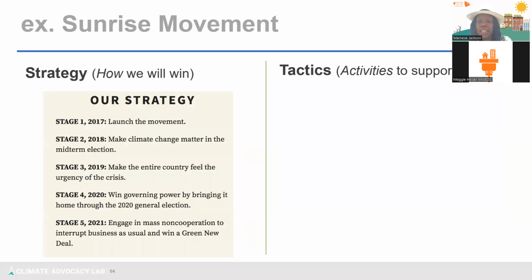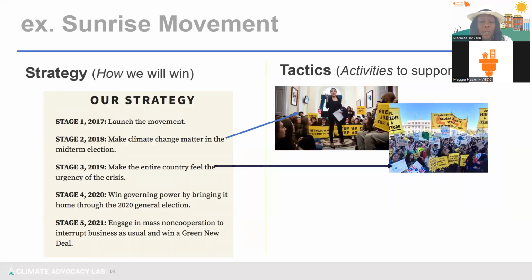And so with the Sunrise Movement, they set a 5-year strategy when they launched back in 2017. They launched the movement to make climate change matter in the midterm elections and to make the entire country feel the urgency of the crisis. And they did. And winning governing power through the 2020 election and engaging in mass non-cooperation to win. And so their tactics flow from the strategy, from running and endorsing candidates like AOC, which led to high-profile sit-ins at Nancy Pelosi's office and the youth climate strike in 2019. And they also mobilized thousands of volunteers to get out the vote in the 2020 election.